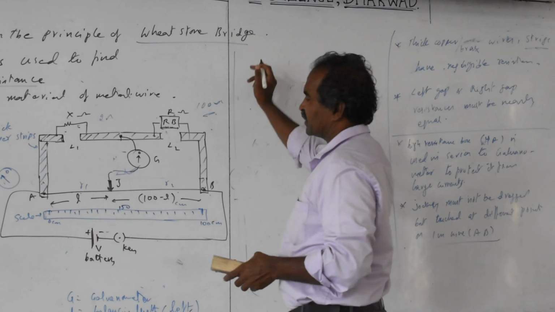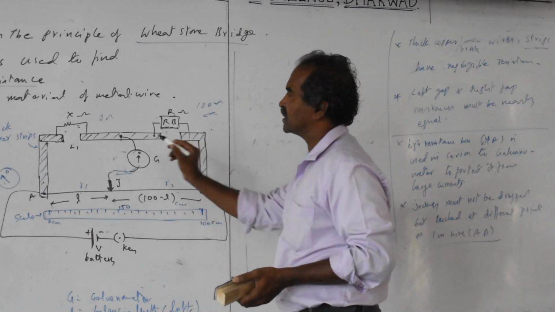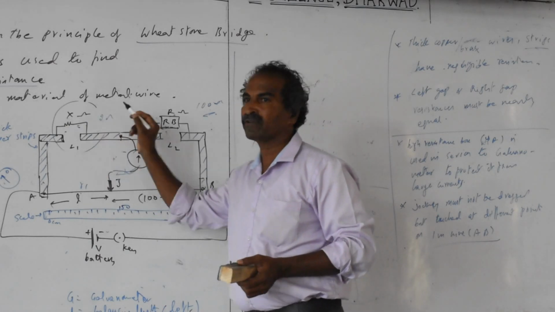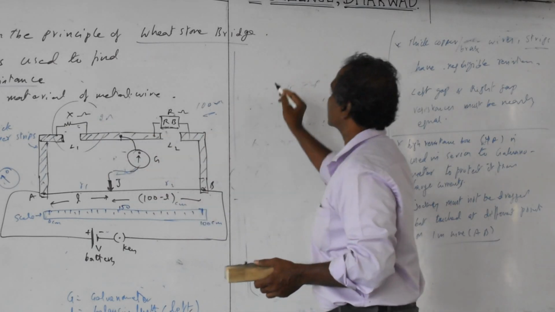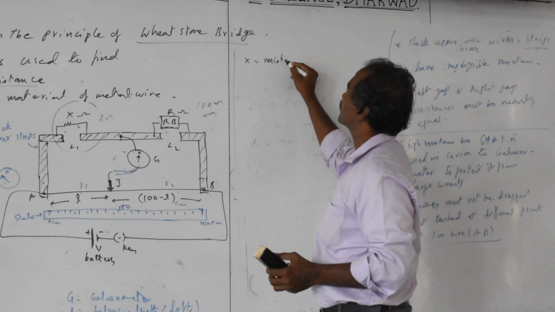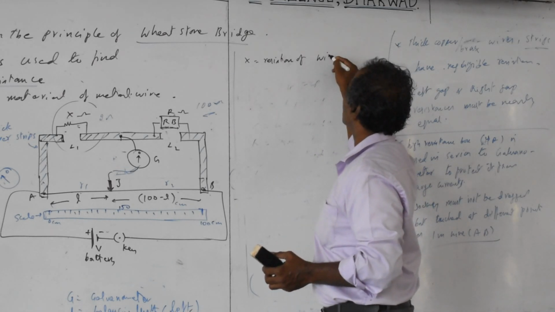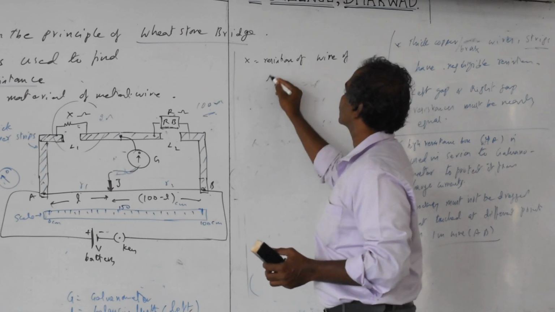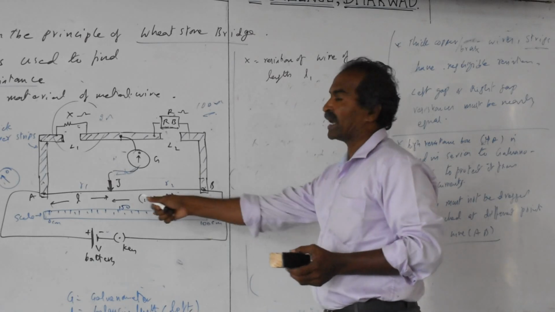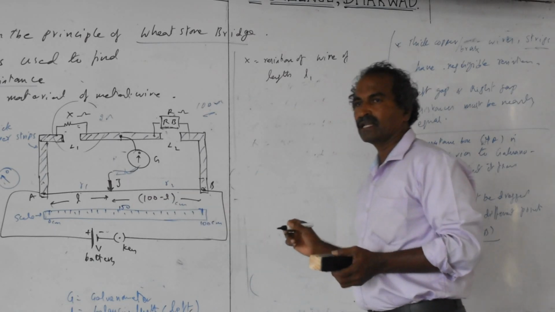Next is to find the resistivity of this unknown material. To find the resistivity of the unknown material, that will be given as a wire, this one. So X is the resistance of a wire of length, a different symbol we take as L1, because L is the balance length you have taken.